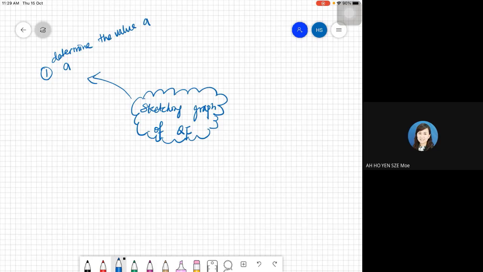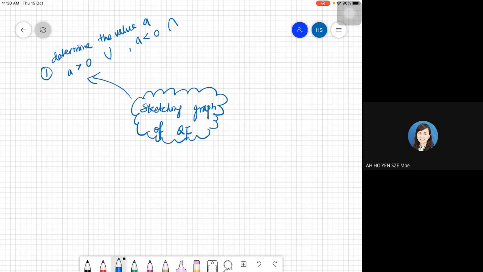Okay, if the value of a is greater than 0, what is the shape? A greater than 0, shape is like this. A less than 0, shape is like this. So this is the first step when you're sketching the graph.